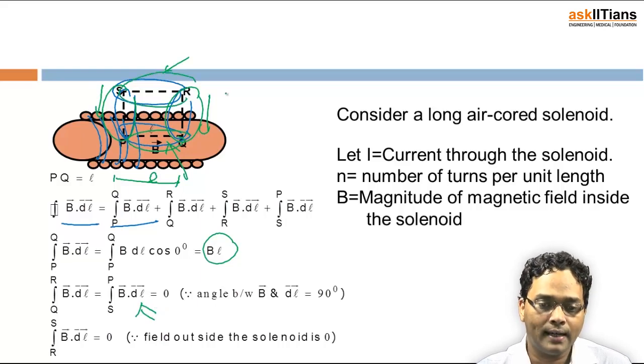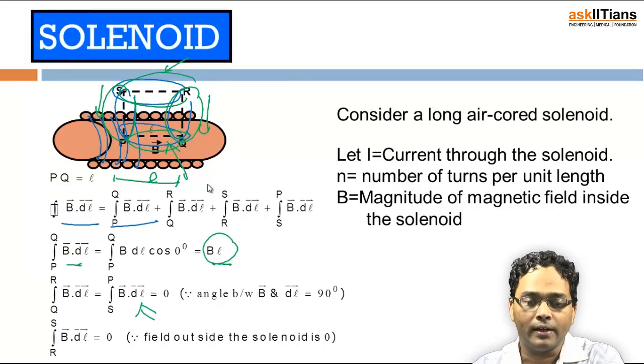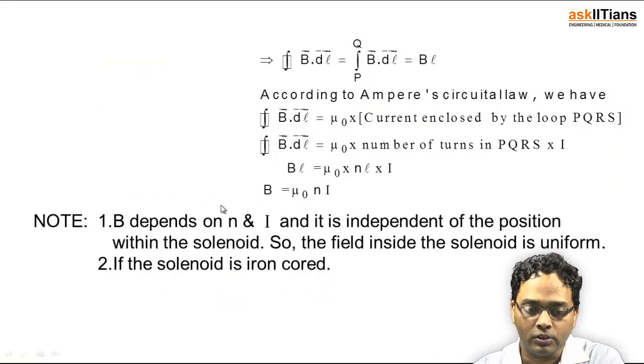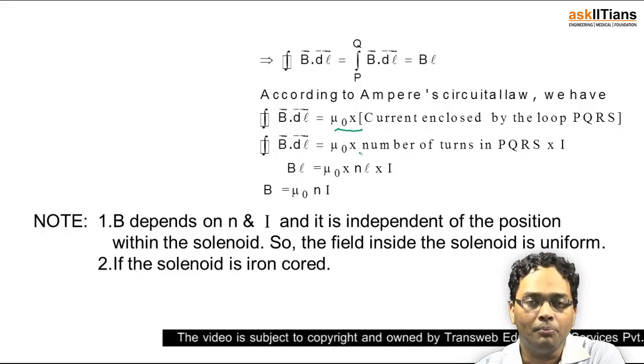Further, outside this region, there is no magnetic field. So as a result, what will you get? The net value of the magnetic field B dot dl is going to be within it. So the field outside the solenoid is going to be equal to 0. Using this, what will we get? Since this is equal to B into L, as we just found out, but B into L is nothing but mu naught into I.